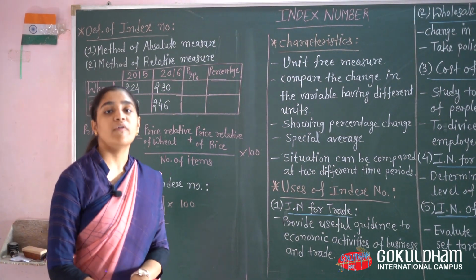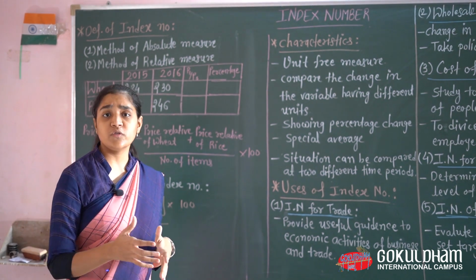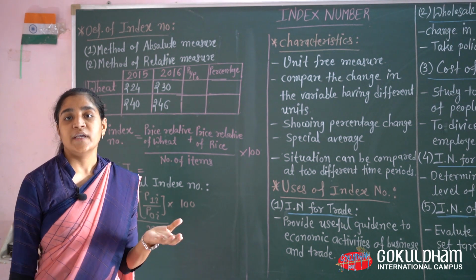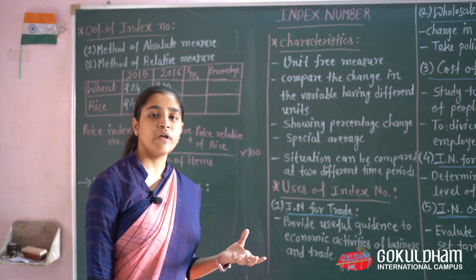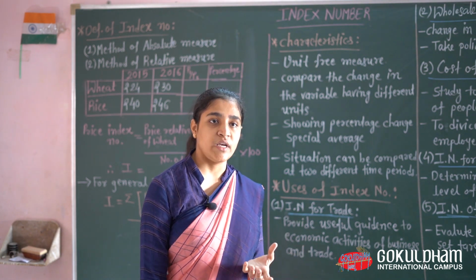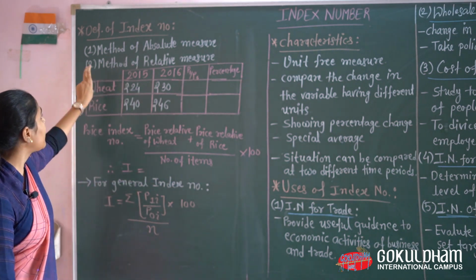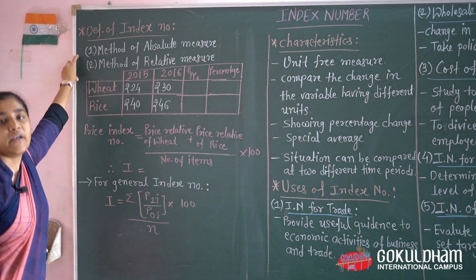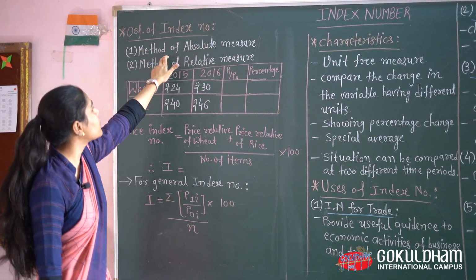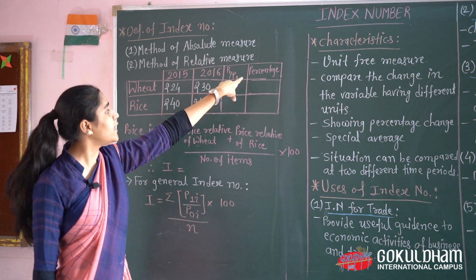So we will take two variables. If we take two variables, how does the price change come in those variables? That means changing in price value. If we are having two variables, the variation in the price change can be determined by two methods. We are having two methods for finding the change in the value of the variable. The first one is the method of absolute measure and the second one is the method of relative measure.